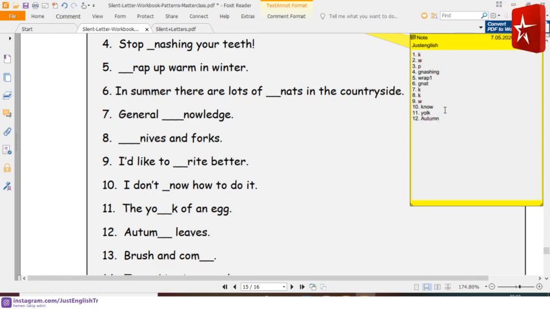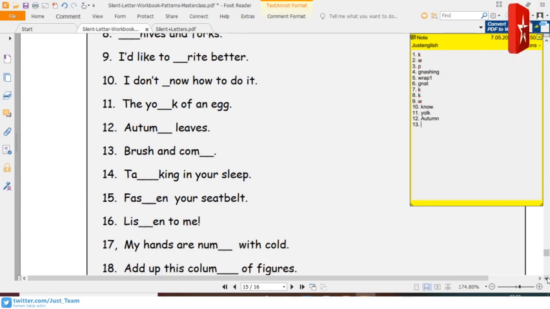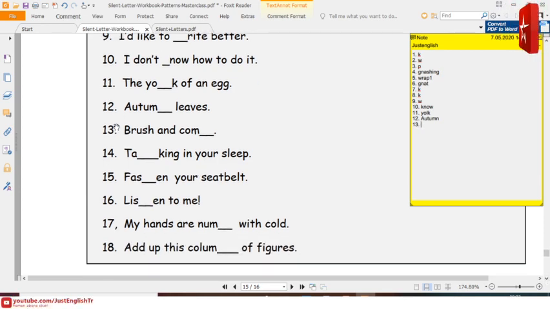A-U-T-U-M-N. Autumn. It means sonbahar in Turkish. Okay, guys, let's continue with number 13, brush and. Let me explain it in more detail. When you wake up, when you get up, you wash your face and your hands.